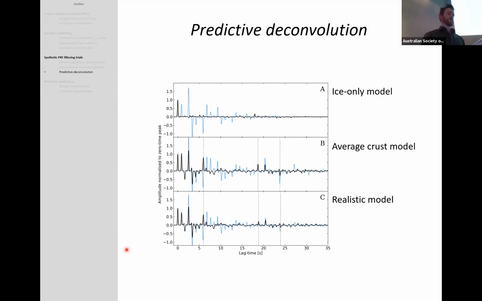In figure A, we have the ice-only model PRF with predictive deconvolution applied. The prediction gap is the second zero crossing of the autocorrelation, with a filter length of 40 seconds. Immediately, we can see that this hasn't been 100% successful like the Wiener filter. However, when applied to the ice crust PRFs, we see some interesting results. Here, there is no time shift like the Wiener filter, but the crustal peaks are of greater amplitude, again denoted by the gray dashed lines for figures B and C.